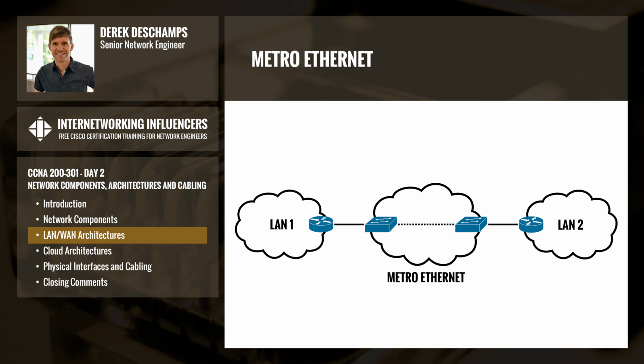Metro Ethernet is a type of WAN service that is based on Ethernet standards. When Metro Ethernet is used to connect local area networks together, it functions similar to connecting the networks together using a Layer 2 switch. Local area networks are connected to the service provider's Metro Ethernet network using standard Ethernet interfaces. The link between a local area network and the Metro Ethernet network is referred to as the User Network Interface, or UNI, while the connection between UNIs is referred to as the Ethernet Virtual Connection, or EVC.